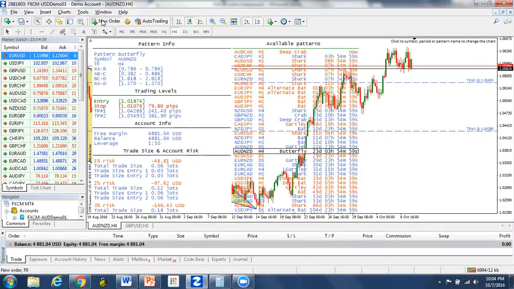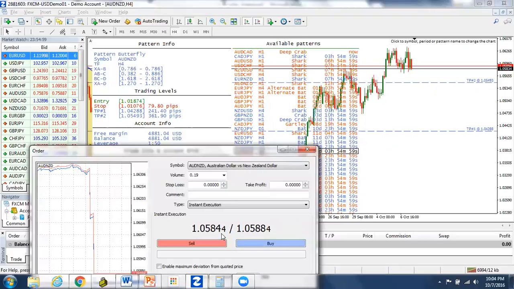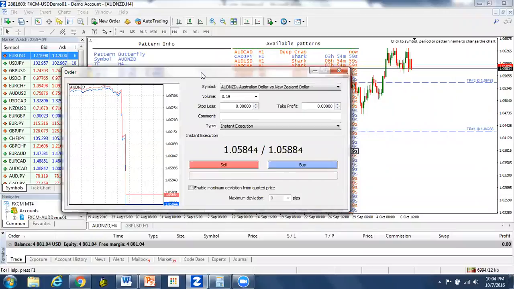When you click new order, you see two prices. One is to sell, one is to buy. The difference between those two prices is what we call the spread. Now the spread is the profit that your broker makes. They do that for various reasons. Number one, they want to make money. They want to make profits. Always number one, it's always about the money.